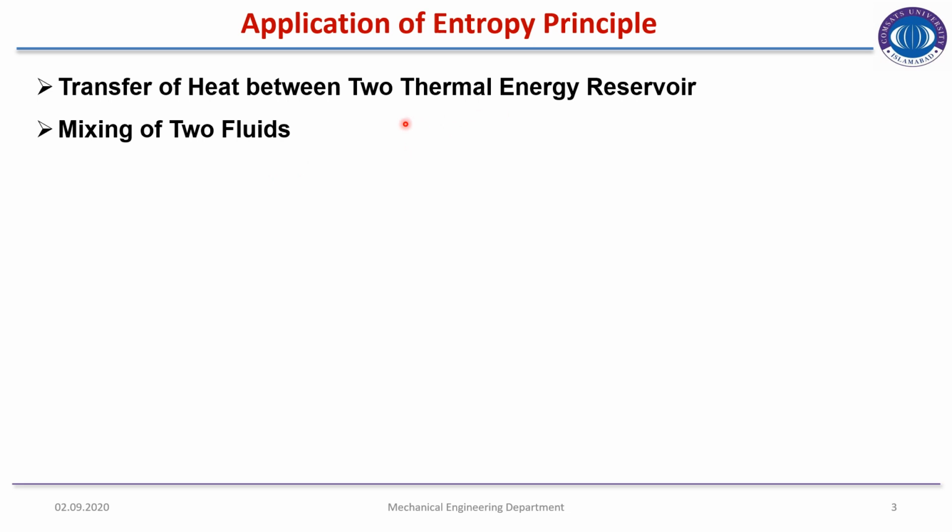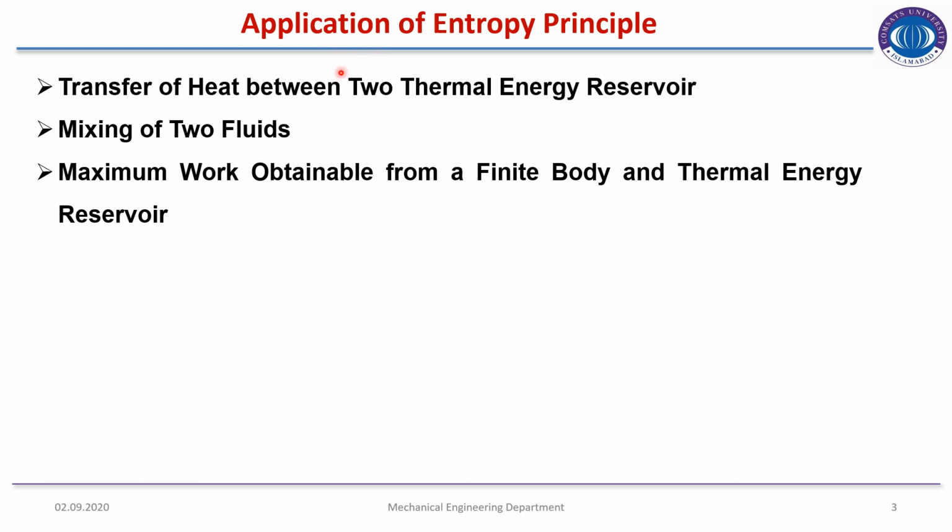So we have already studied what is meant by thermal energy reservoir. A thermal energy reservoir is a body which has an approximately infinite heat capacity and its temperature remains constant. So usually the atmosphere or ambient air is taken as a thermal energy reservoir, or, for high temperature, the combustion chamber that supplies heat at constant rate is also considered a thermal energy reservoir. So, transfer of heat between two thermal energy reservoirs. Mixing of two fluids: another application of entropy principle is what happens to the entropy when two fluids intermix with each other.